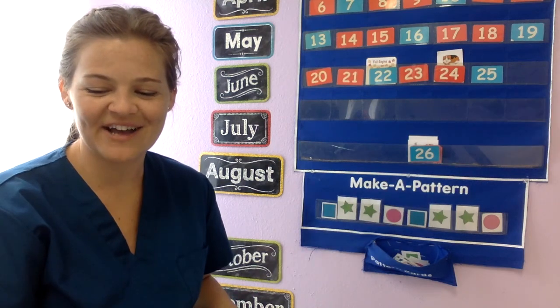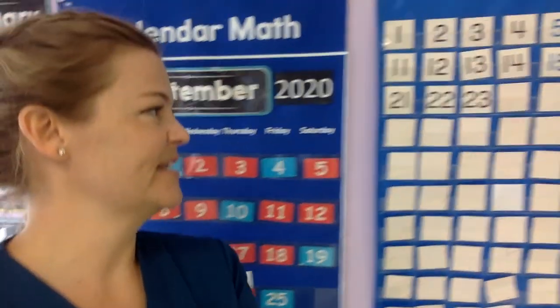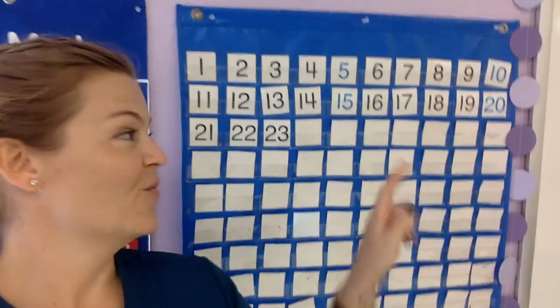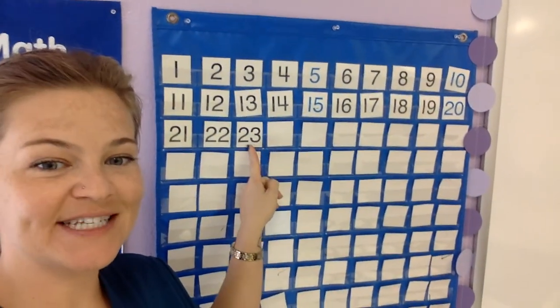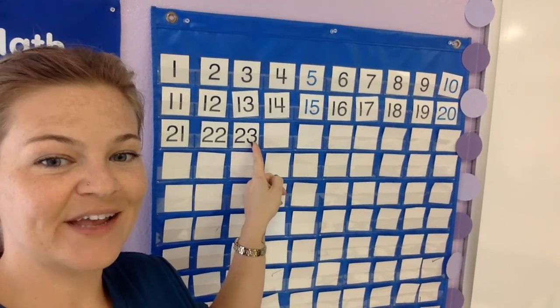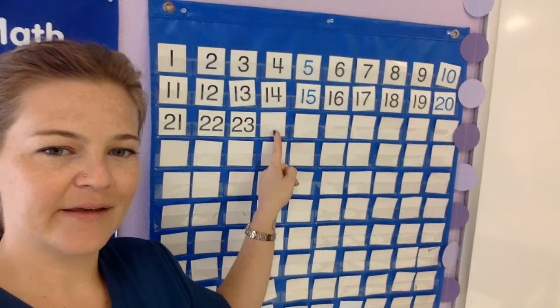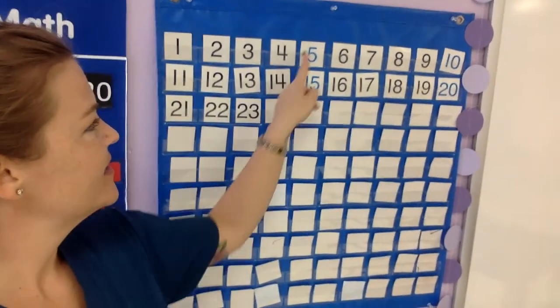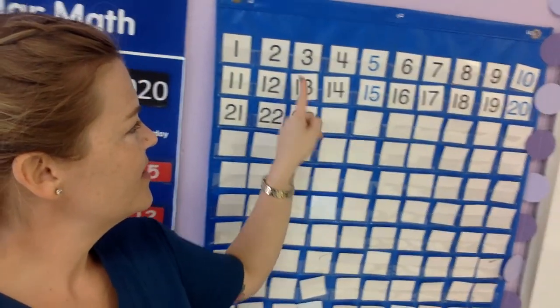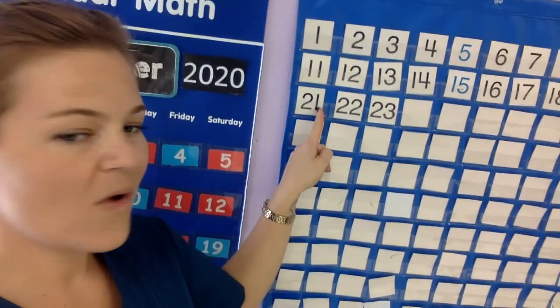All right, nice job with calendar today. And one last thing, and then we're done with our calendar time. Yesterday was our 23rd day of school, a 2 and a 3. What would come after 23? What do you think? What would today be? Well, look, we're in our 4s row. All the numbers in this row end with a 1.